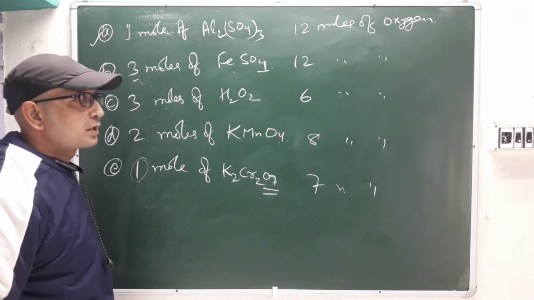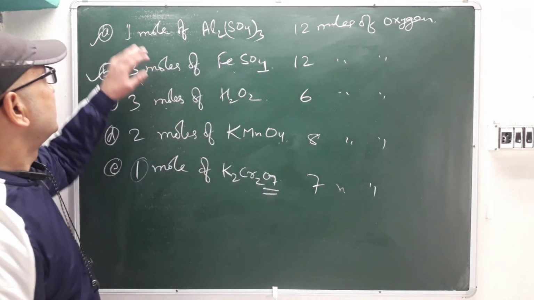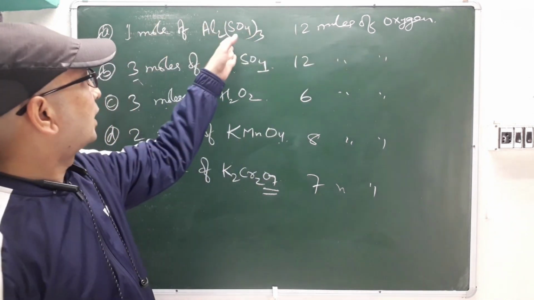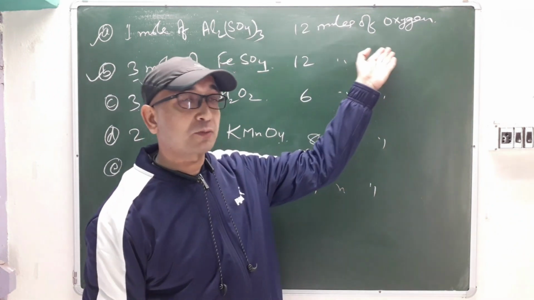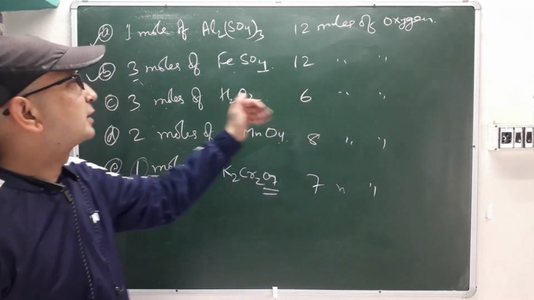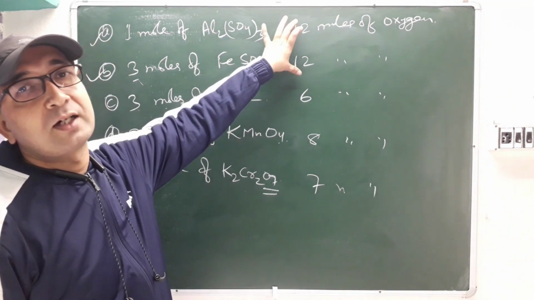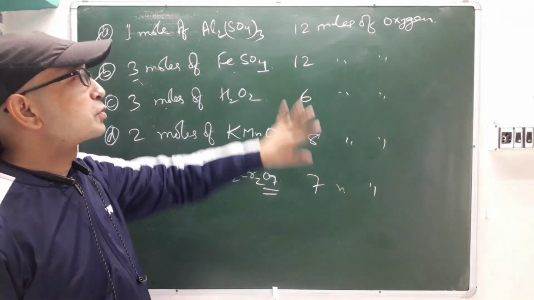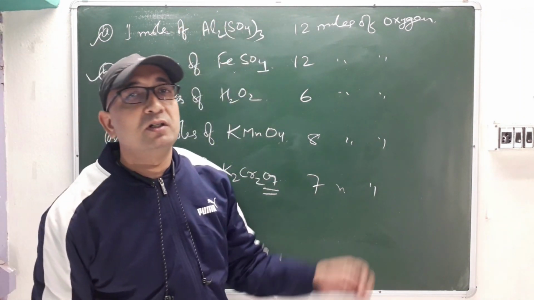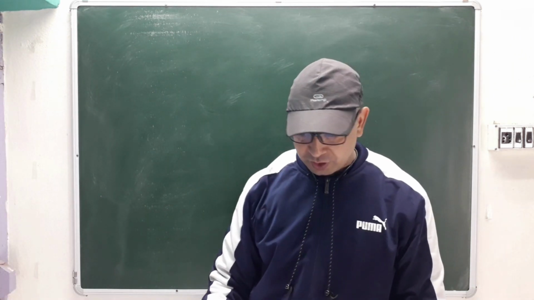I don't know how it has been put in the question, but these two have the same amount. 1 mole of aluminium sulfate contains 12 moles of oxygen. Here also 3 moles of ferrous sulfate contains 12 moles of oxygen. So the answer will be A and B because these two have the same, 12 and 12, and these are the highest number. So I think maybe after the examination they considered both A and B. So next question we will take.